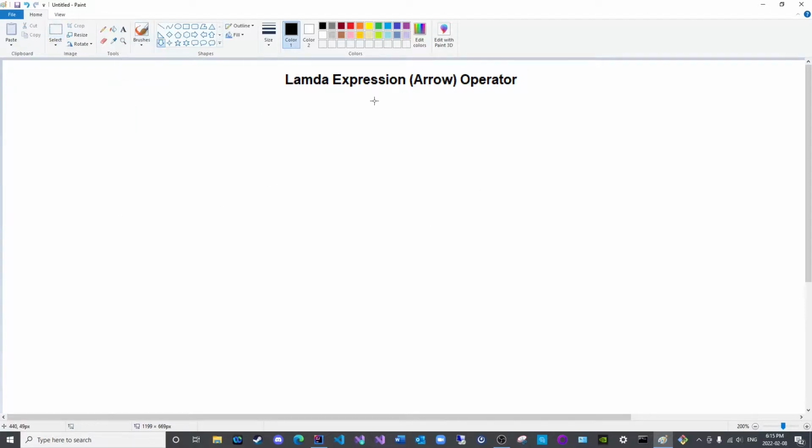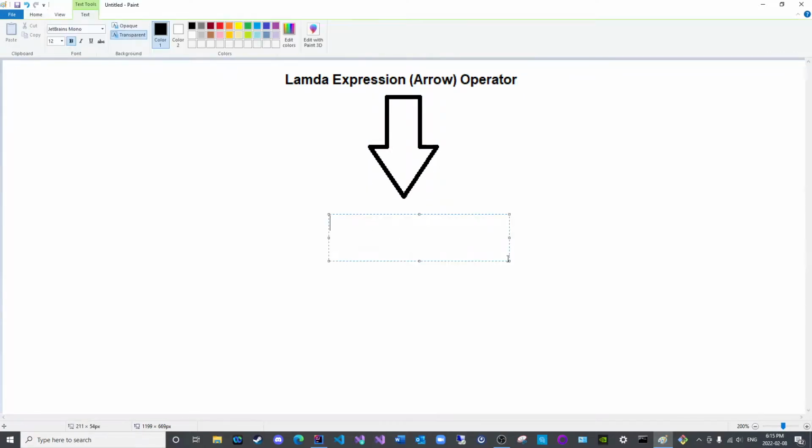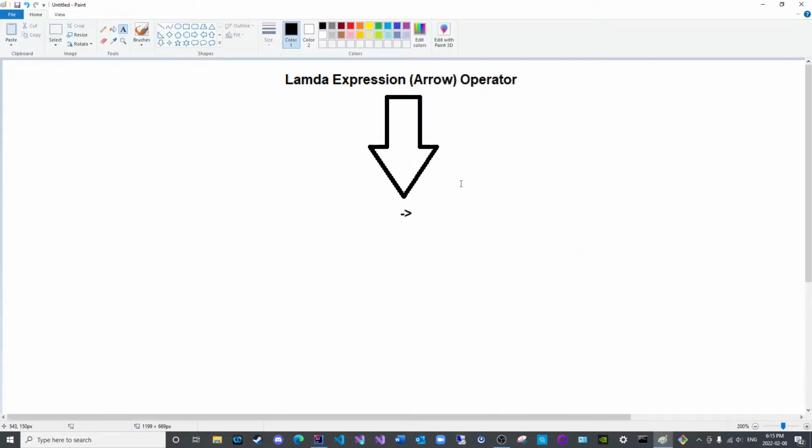Now, for this operator, it is written as such: a hyphen followed by a greater than sign. Of course, there will be an operand on the left and an operand on the right, but we will not cover an example for this particular operator because it involves interfaces, and we will not cover interfaces until the object-oriented programming portion, inshallah.